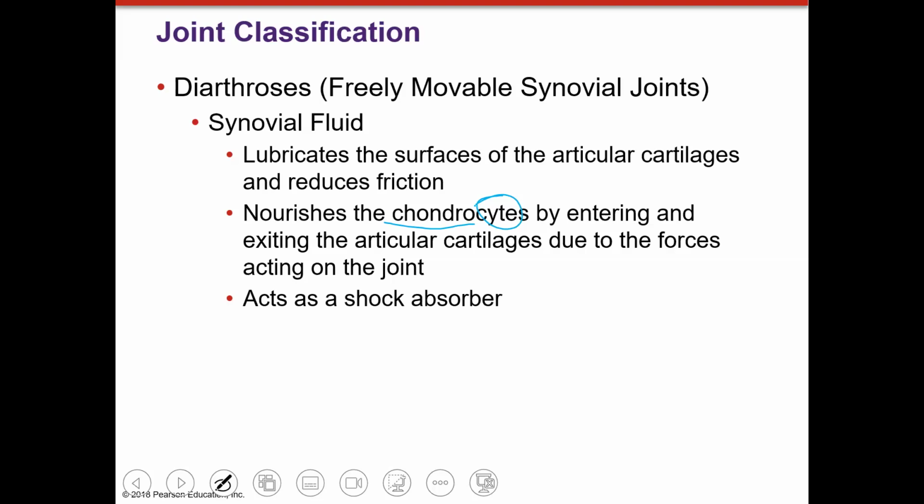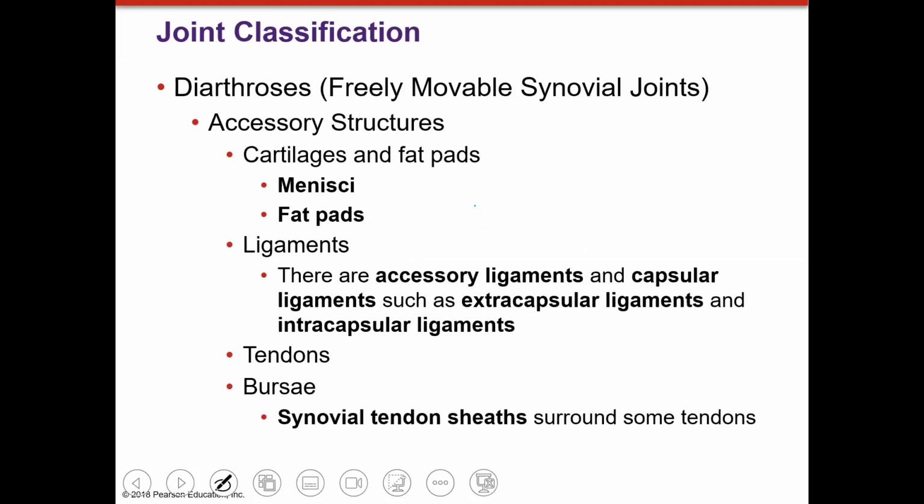Okay, so kind of squishing the joint around. It acts as a shock absorber as well. Other shock absorbers, you'll see things like the menisci and fat pads. Okay, and then ligaments are connecting bone to bone. We're not going to get into each and every ligament, but I left the slides in here so you could see the vastness of the names of them, but we won't go through them all.